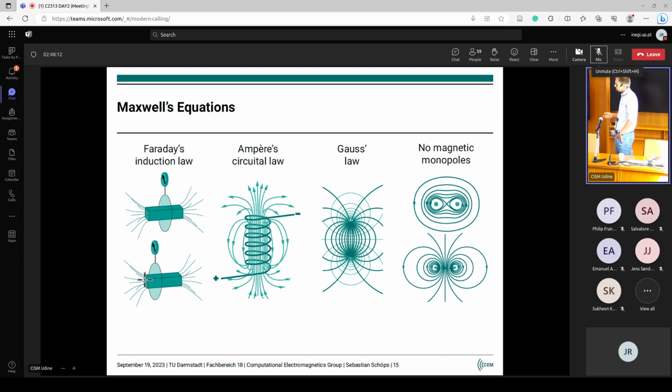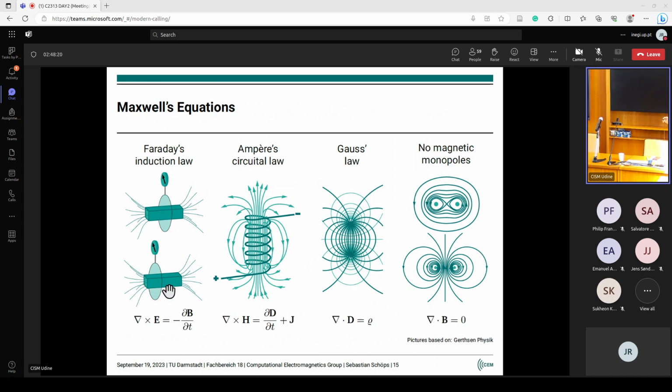So in electromagnetism, you have 4 fundamental laws. I promised I will not torture you too much about it, so I will just very quickly go through them. The first law says essentially if you move a magnetic field, for example a permanent magnet, then you will induce a rotational electric field, and in the opposite direction, that's why there's a minus sign.